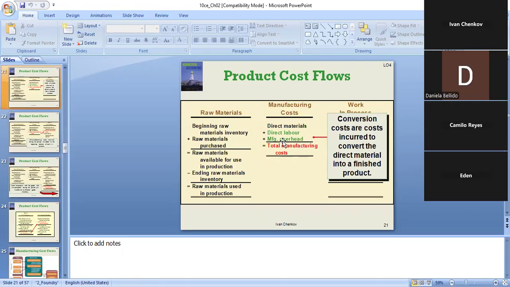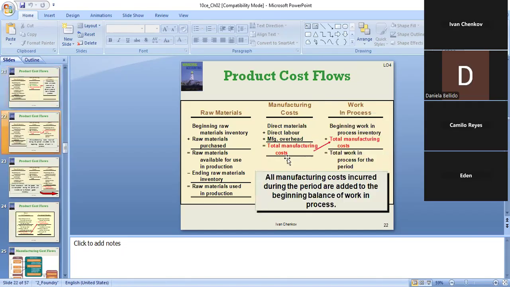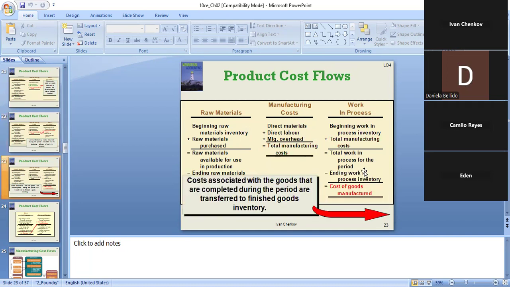In order to get my total product, I have to add the beginning balance. Once I have the beginning balance plus the manufacturing cost, which is direct material, direct labor, and manufacturing overhead, I'm going to have the total work in process for the period. Once I deduct the ending balance of the work in process account, I'm going to have my cost of goods manufactured.